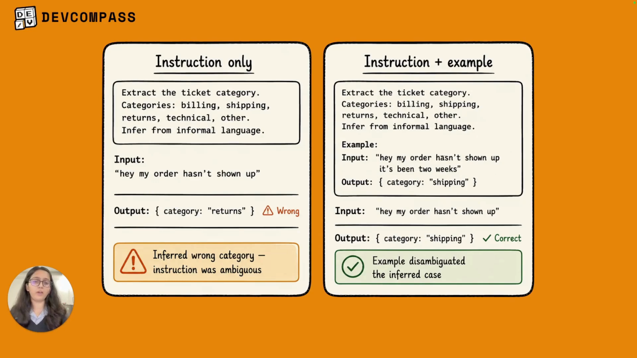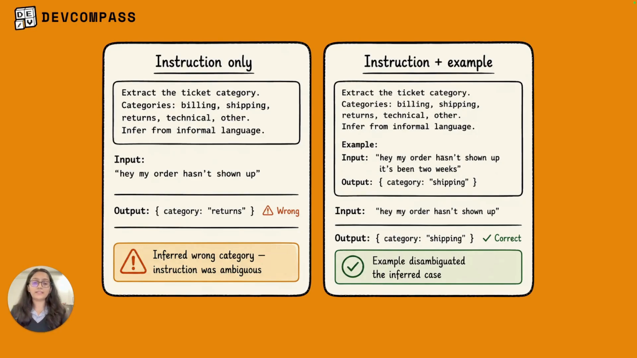Input is, hey, my order hasn't shown up. Output category: returns. That's wrong. The customer is describing a shipping issue. The instruction said infer but didn't show Claude what an inference looks like in practice. So the warning symbol at the bottom: inferred wrong category, because the instruction was ambiguous.